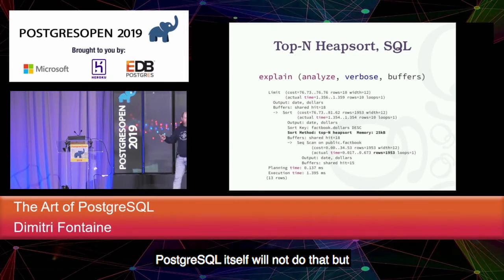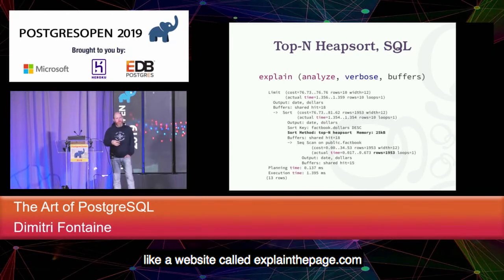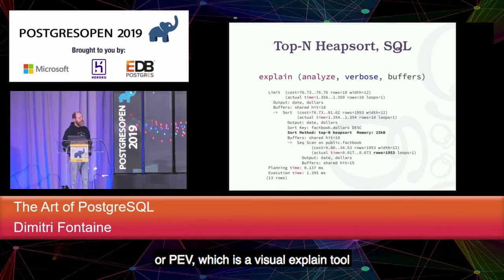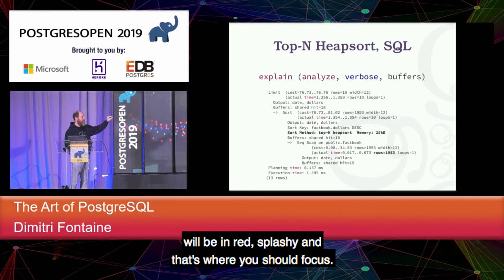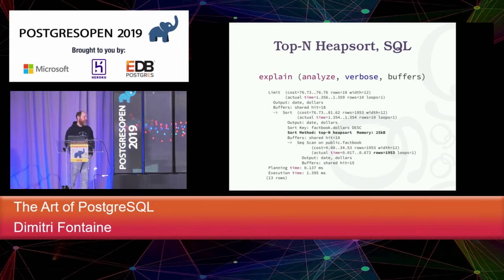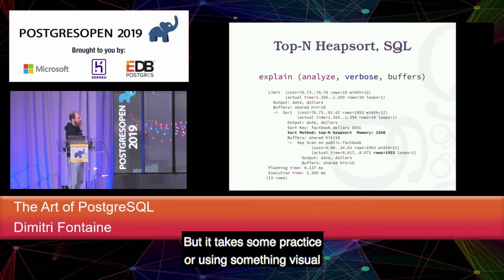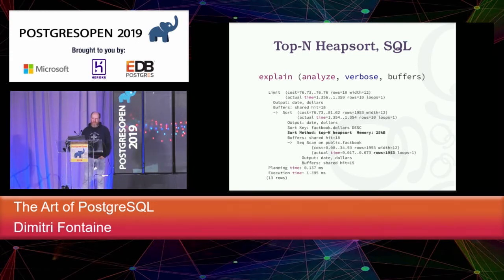PostgreSQL itself will not do that, but we have several open source tools around it, like a website called explain.depesz.com or PEV, which is a visual explain tool that will do that for you. One of those lines will be in red, splashy, and that's where you should focus. You actually have all the information you need if you know how to read it, but it takes some practice, so using something visual to get there is a good use of your time. Other questions?